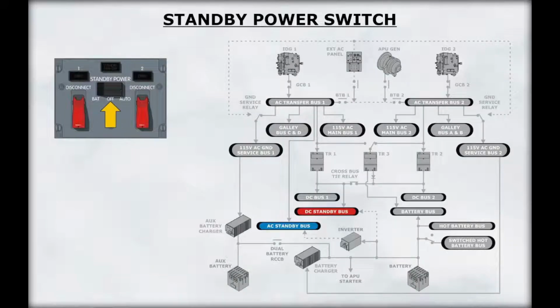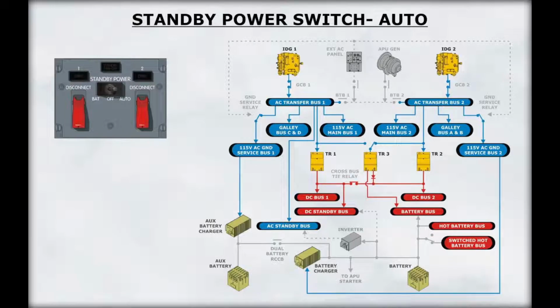The standby power switch controls the operation of the standby system and has three positions: battery, off, and auto. It is guarded in the auto position. The auto position arms the auto transfer feature of the system. This feature is available on the ground and in flight. The AC and DC standby buses will be powered from the batteries in the event of the loss of DC bus 1 or transfer bus 1.